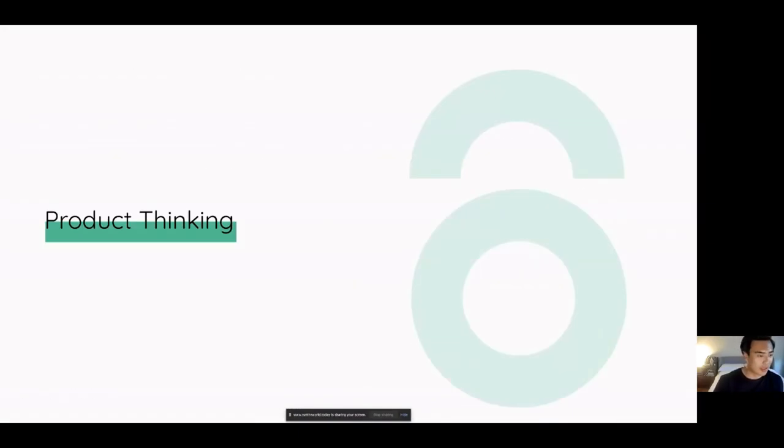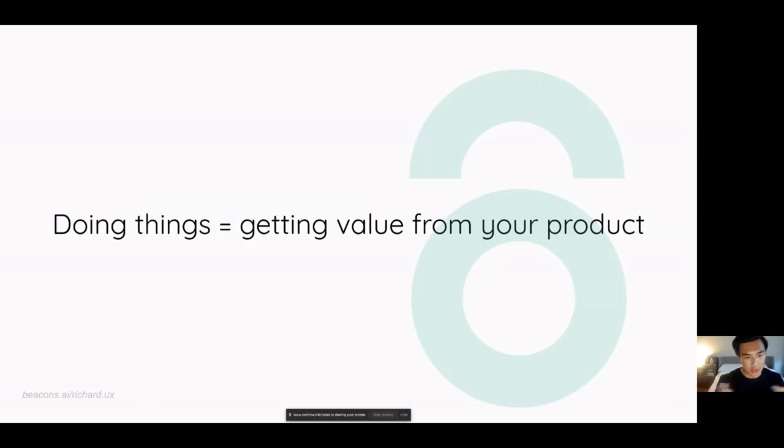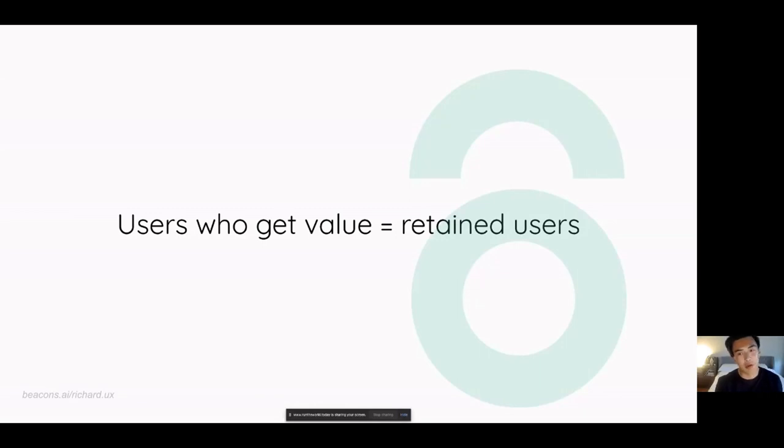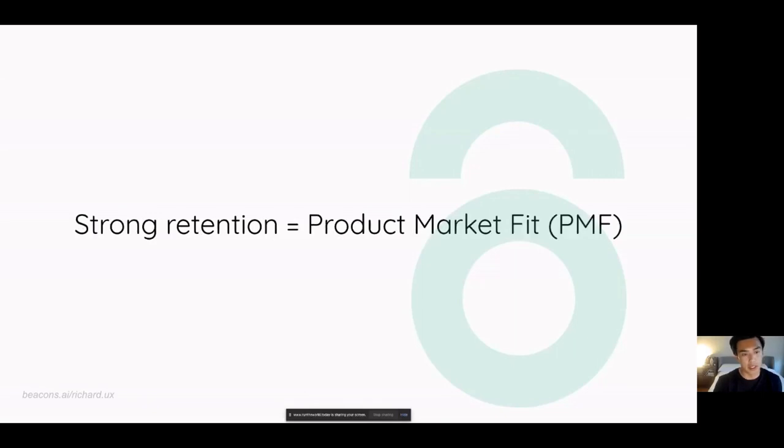All right, product thinking is a very deep and complex topic. Most of the time, you'll be working with a product manager. However, I'm going to focus on what I think is the most important concept for every designer to think about. As I mentioned earlier, everything we talked about was to get people to do things with your product. So if people do things and your product is designed in the right way, they should be getting value from your product. So users who get value from your product will end up being retained, meaning they'll continuously use your product over time. And strong retention is hands down the number one indicator of product market fit.